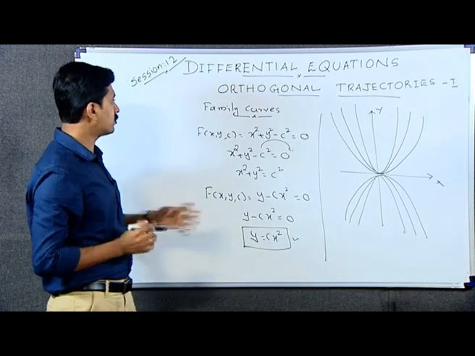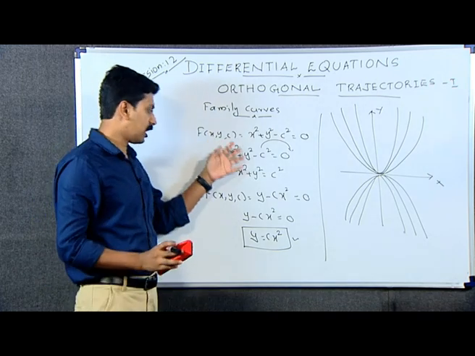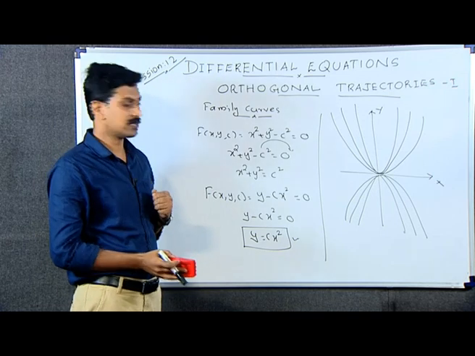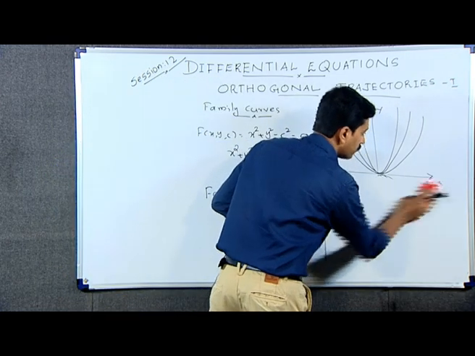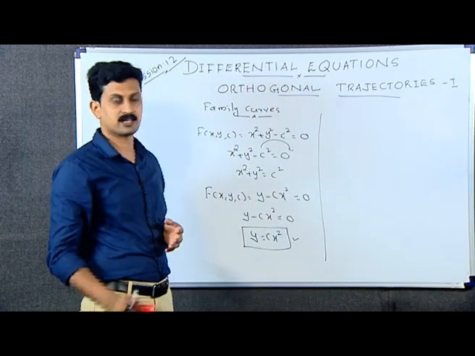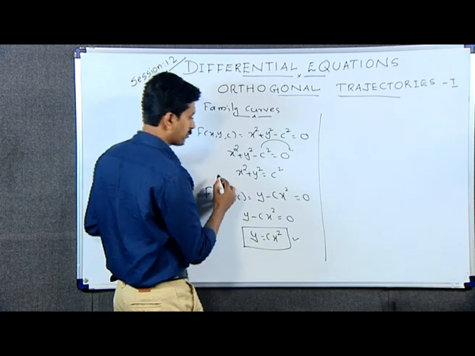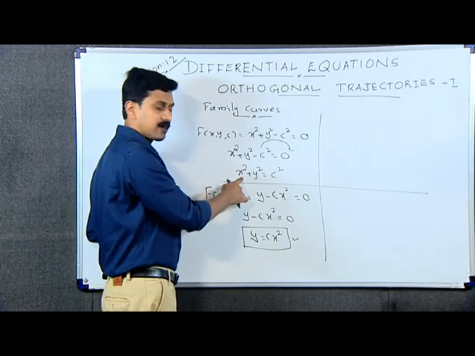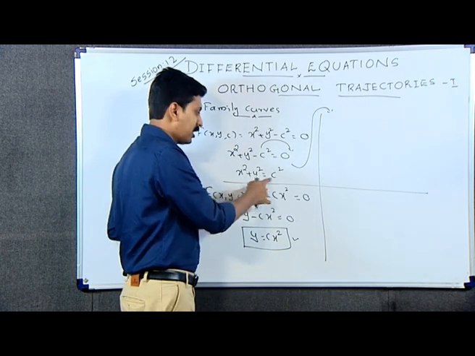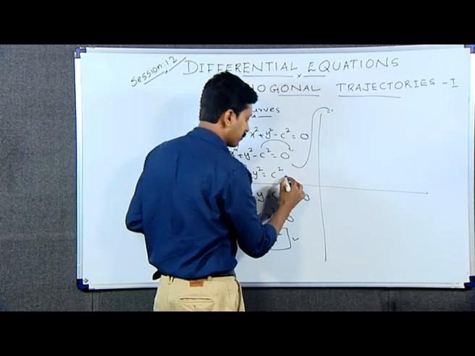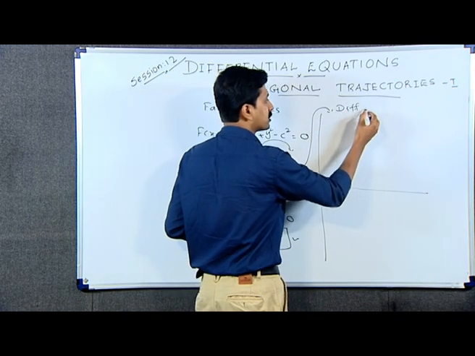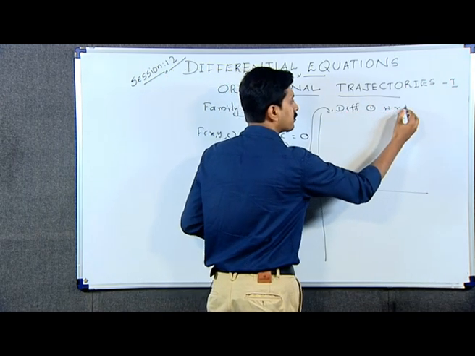Before going to orthogonal trajectories, why am I discussing the family of curves? Before orthogonal trajectories themselves, I would like to discuss the differential equation corresponding to a family of curves. Here we have a family of circles. I am taking x square plus y square equal to c square as equation number 1, and I am differentiating both sides of 1 with respect to x.